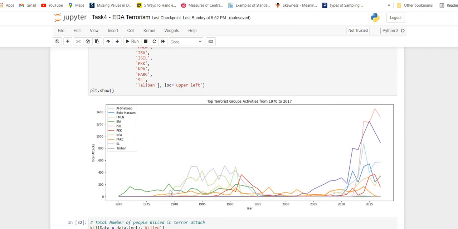So in this line graph, you can see the top terrorist group activities increased from 1980, and then it decreased and increased, and gradually it decreased, and suddenly it increased in 2015, and then so on, it also decreased.